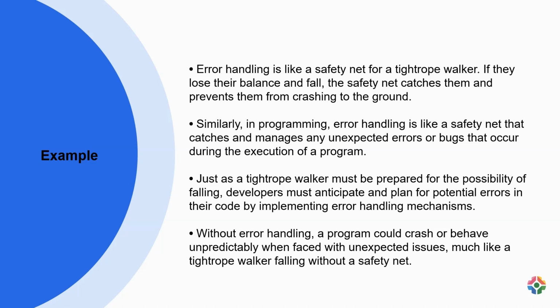Error handling is like a safety net for a tightrope walker. If they lose their balance and fall, the safety net catches them and prevents them from crashing to the ground. Similarly, in programming, error handling is like a safety net that catches and manages any unexpected errors or bugs that occur during the execution of a program. Just as a tightrope walker must be prepared for the possibility of falling, developers must anticipate and plan for potential errors in their code by implementing error handling mechanisms. Without error handling, a program could crash or behave unpredictably when faced with unexpected issues, much like a tightrope walker falling without a safety net.